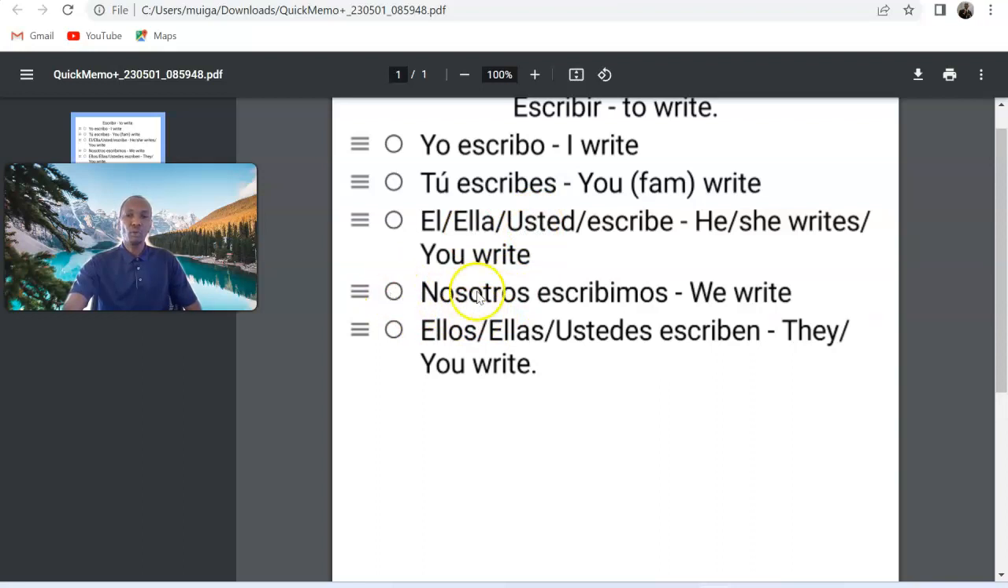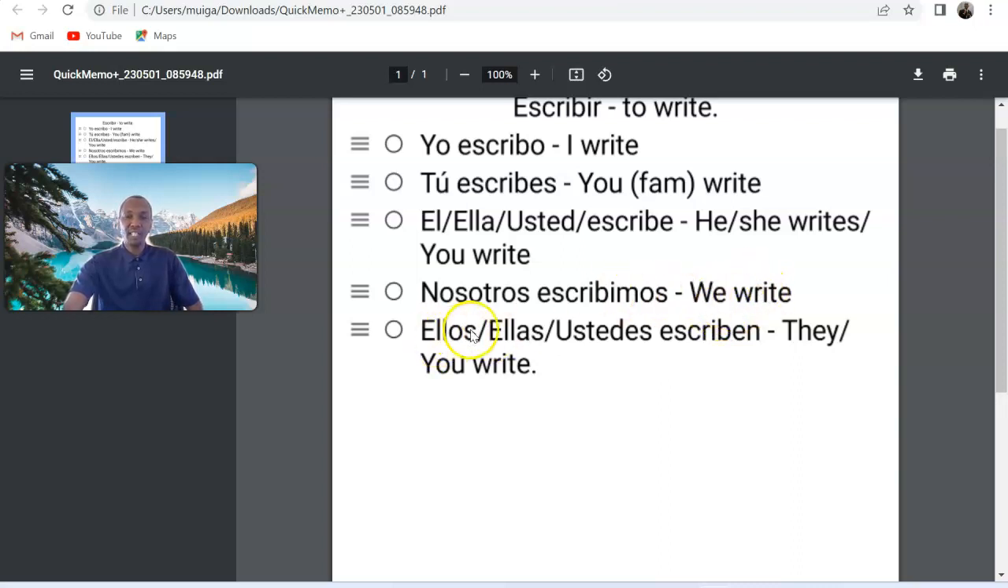Then we go to the plural, nosotros, which is we. Nosotros escribimos. Remember, I've just told you the Spanish present corresponds to the English, for example, this nosotros escribimos would be the English equivalent of we write, we are writing, or we always write.